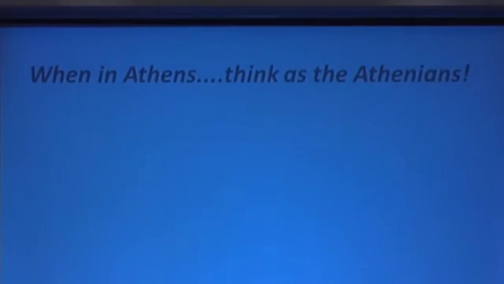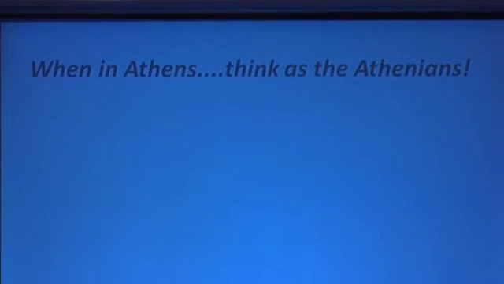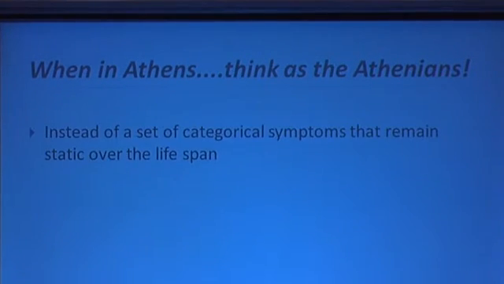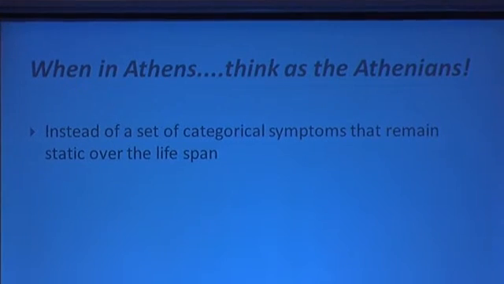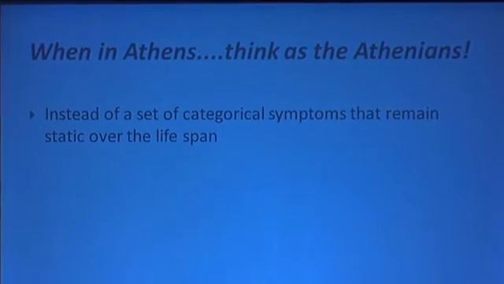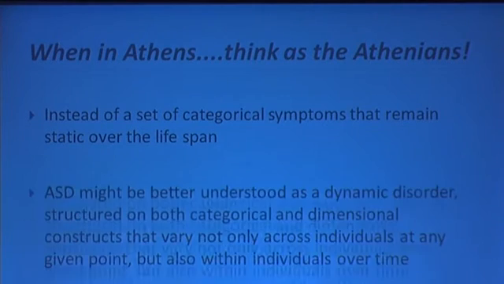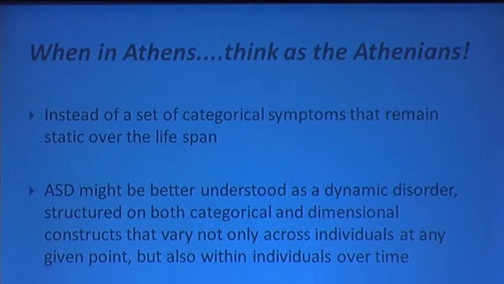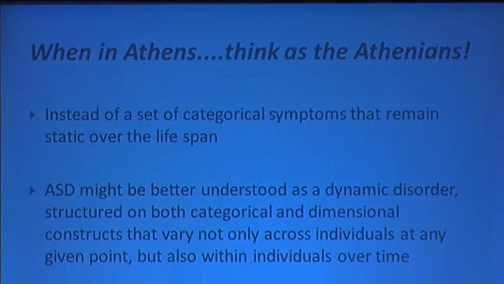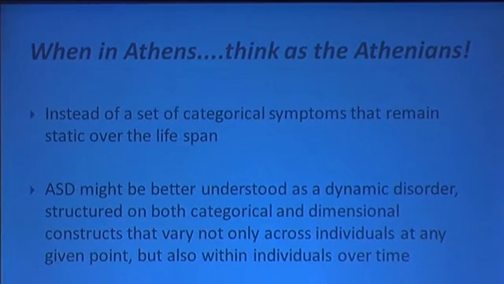So when in Athens, think as the Athenians. So we tried to question some of our status quo thinking in autism. And we propose that instead of a set of categorical symptoms that remain static over the lifespan, ASD might be better understood as a dynamic disorder that is structured both on categorical, diagnostic, but also dimensional constructs that vary not only across individuals at any given point, but also within individuals over time.